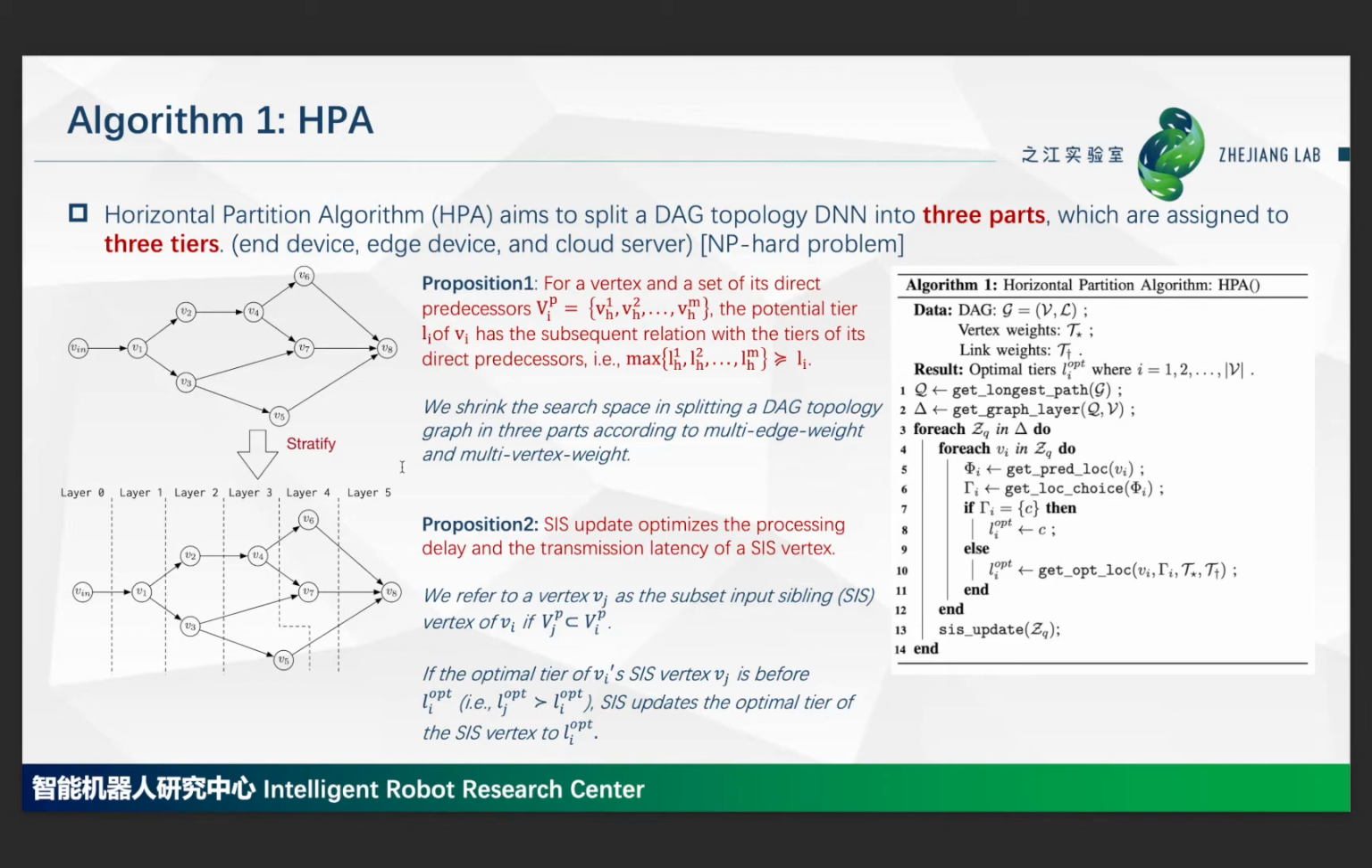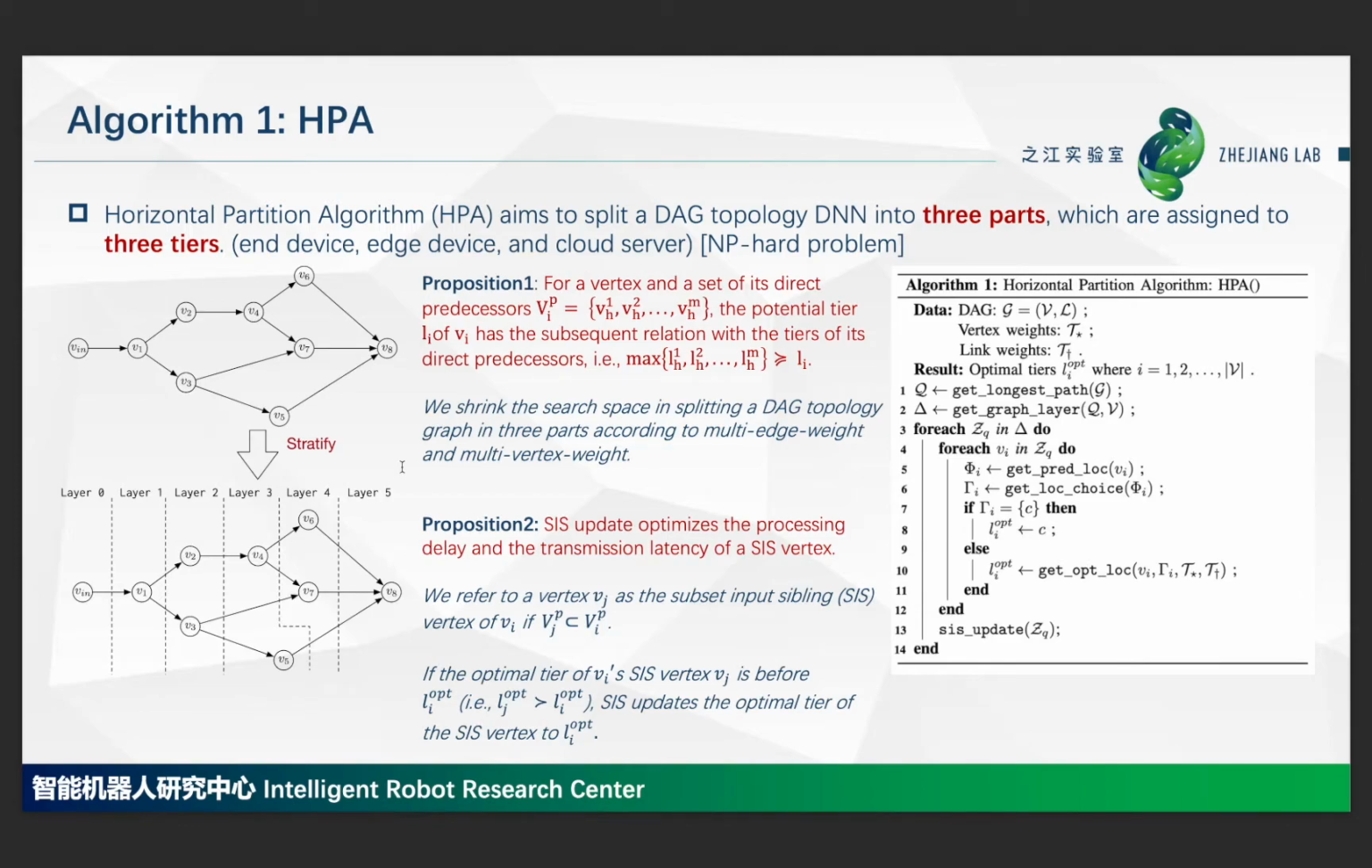According to our proposition 1, we shrink the search space in splitting the DAG topology graph into 3 parts according to multi-weight, multi-edge weight, and multi-vertex weight. We refer to a vertex Vj as the subset input sibling vertex of Vi if Vjp is a subset of Vip. If the optimal tier of Vi's sibling vertex Vj is before Li optimal, it updates the optimal tier of the sibling vertex to Li optimal. So, this update further optimizes the processing delay and the transmission latency of a sibling vertex.